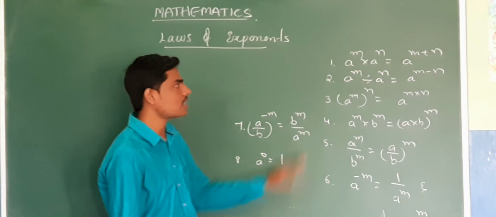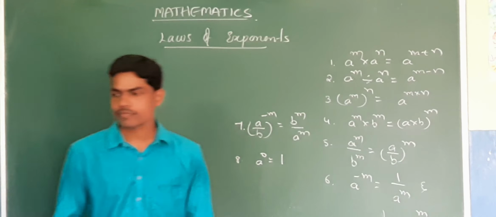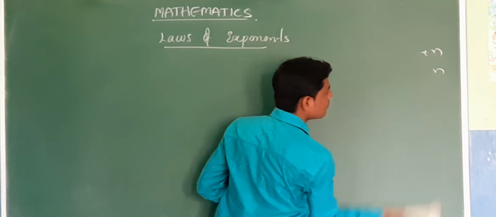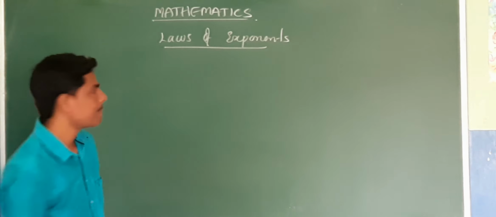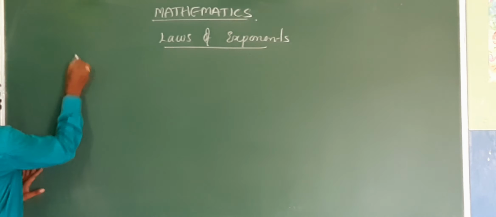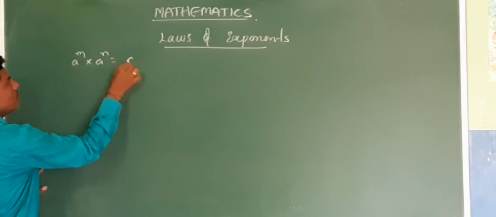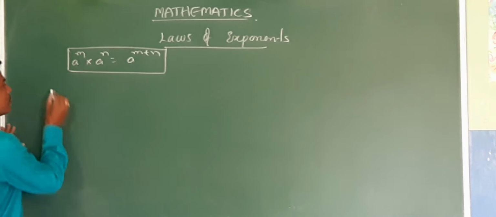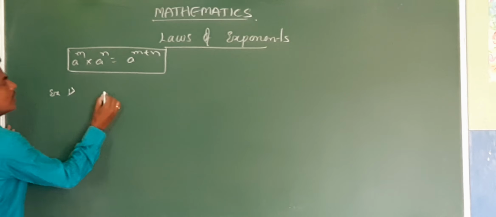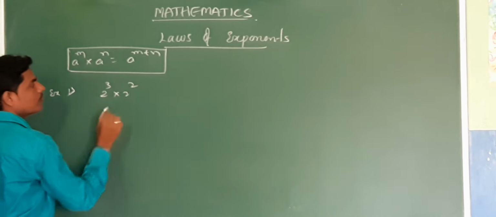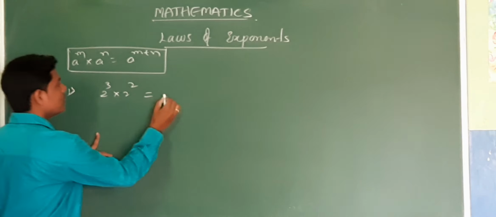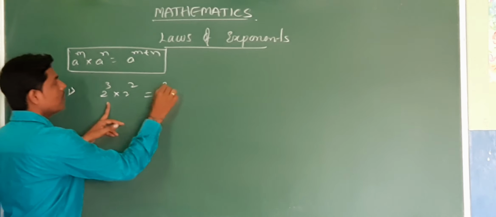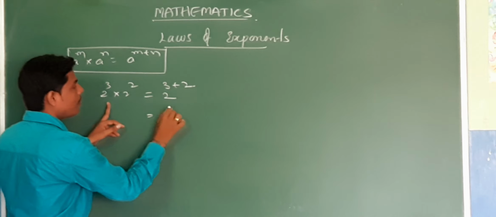Now we will take some examples on these formulas. First formula, a power m into a power n is equal to a to the power of m plus n. So first example is 2 power 3 into 2 power 2 is equal to, bases are the same, so in that case, you can add powers directly. That is 3 plus 2. So it will become 2 to the power of 5.